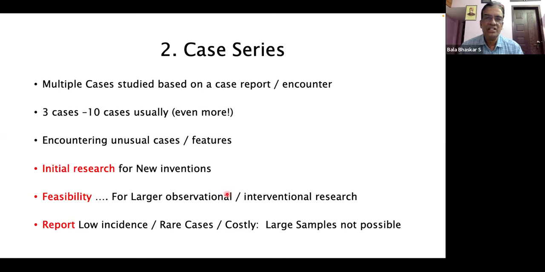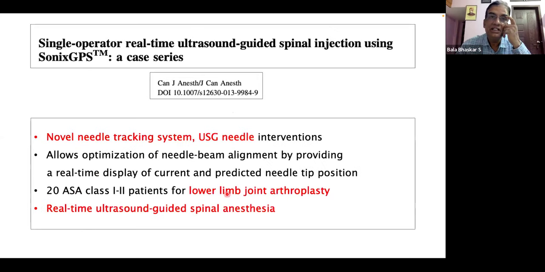So for example, we have just picked up an idea, or we want to talk about a new drug, or we want to talk about a new technique. If we don't have enough resources in terms of patients, human resources, or even money, we can have the case series as a feasibility study. In fact, case series are better to report on those cases which occur in low incidence. They are rare cases and they are costly, and we don't have large samples to work upon. So this is the advantage of doing case series.